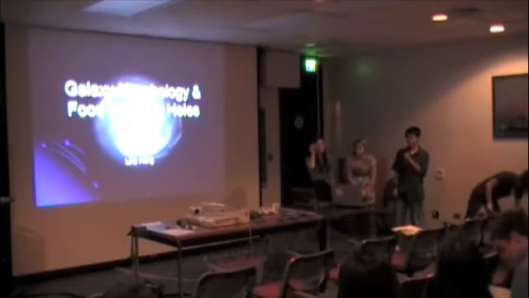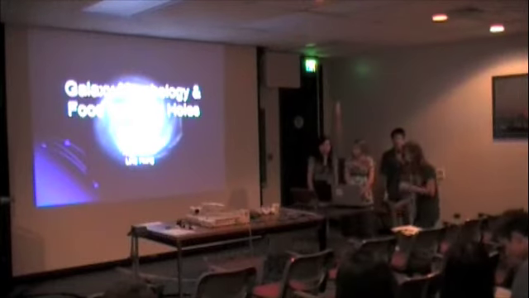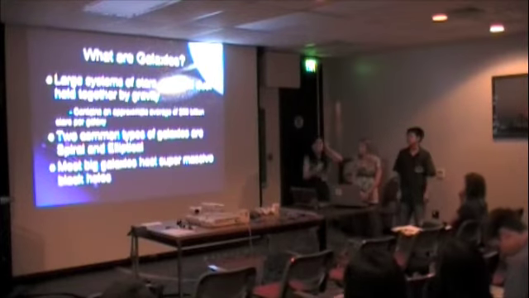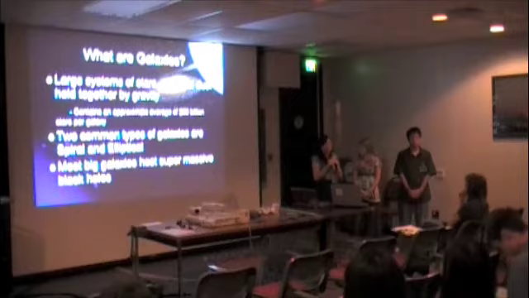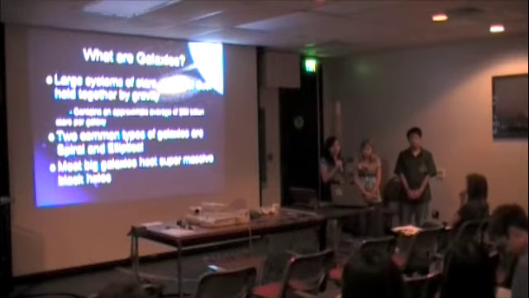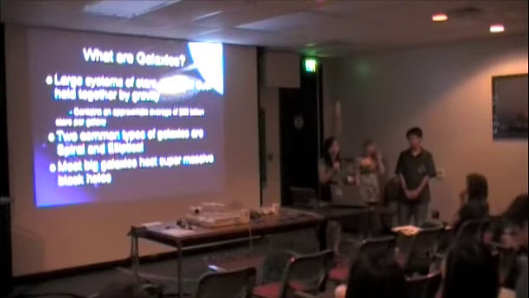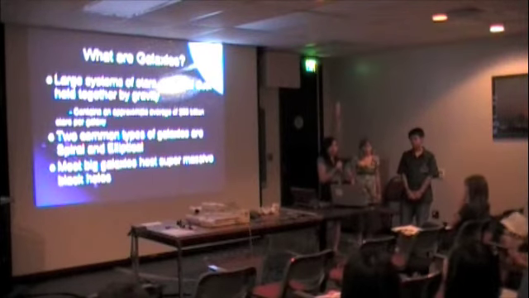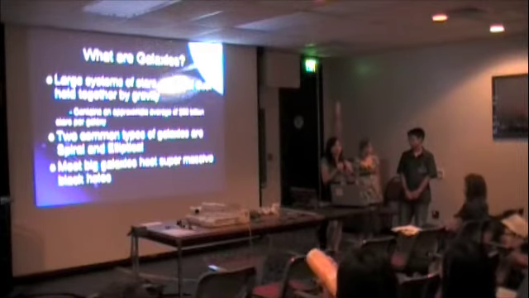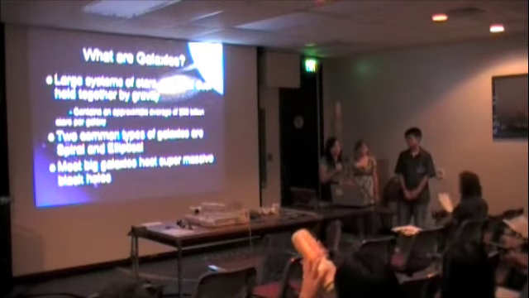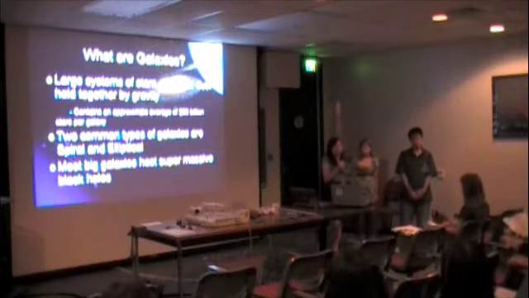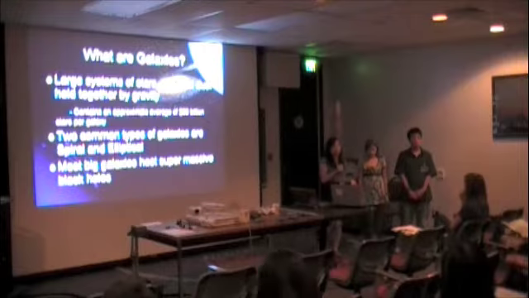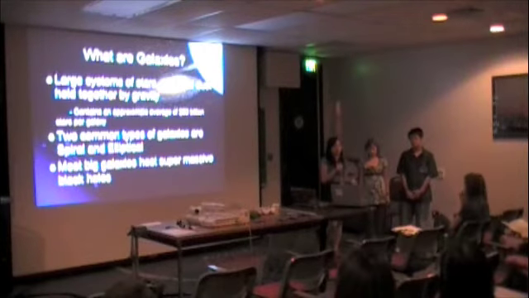Okay, so galaxy morphology, which is like classification of galaxies and food for black holes. So what are galaxies? Well, galaxies are large systems of stars, gas, and dust that are held together by gravity. And each of these galaxies contains a very large amount of stars. The average is about 200 billion stars per galaxy. There are two types of galaxies, elliptical and spiral. These are the only two common types. And most big galaxies host supermassive black holes.